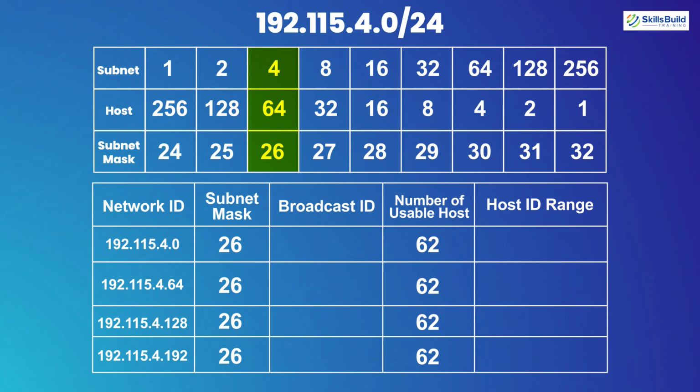Now we need to find out the broadcast ID. So as I have mentioned that one host ID is reserved for the broadcast ID, so that is why we will just minus 1 from the next network ID and we will have the broadcast ID for our subnet. So as we know, the second network ID ends with 64, so we will just minus 1 from it and the broadcast ID for our first subnet will be 192.115.4.63.